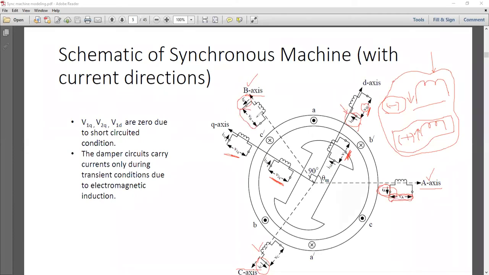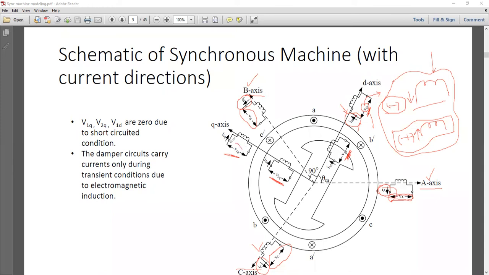Similarly, VB is the voltage induced across the coil. VC is the voltage induced across the coil. VFD is the voltage supplied to the coil, and IFD is the resulting current flowing into the coil.